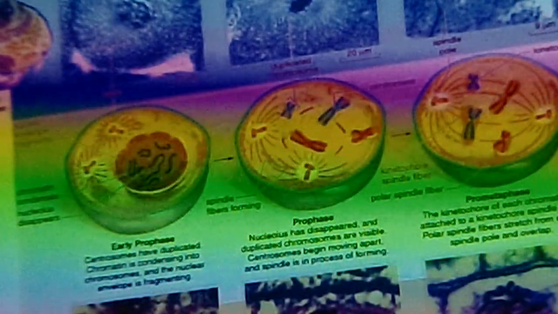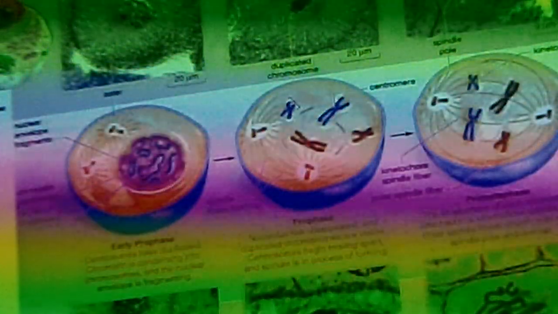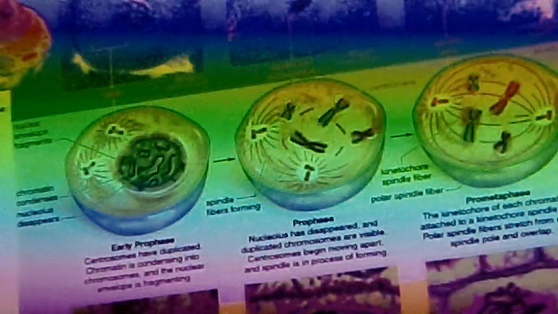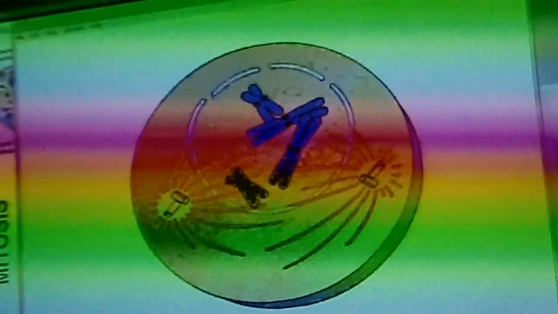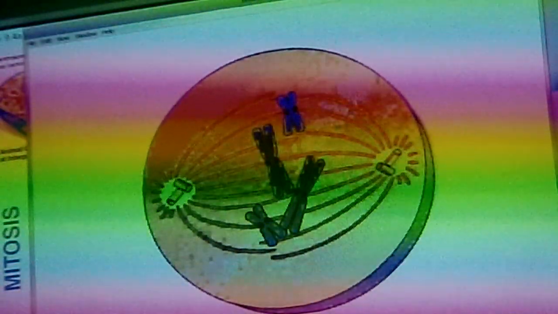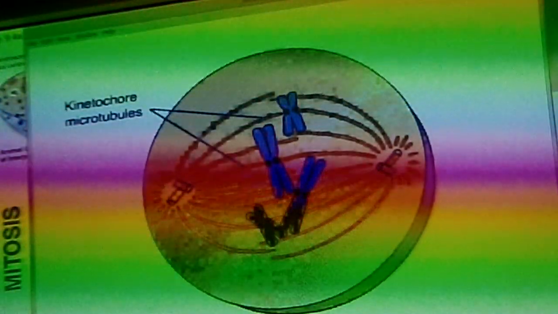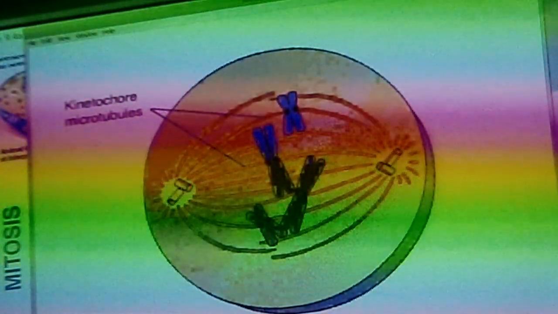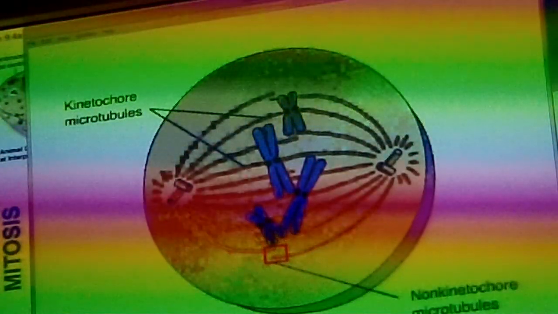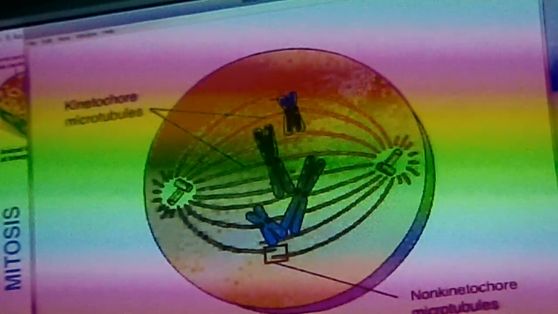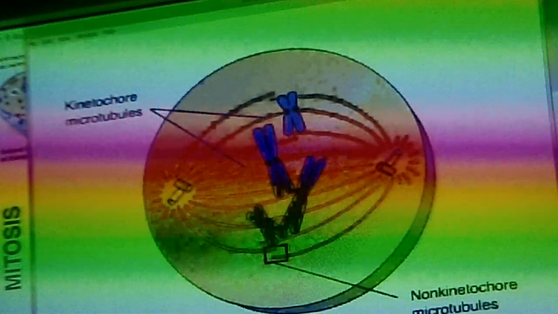Continuing with prophase, or actually prometaphase here, we're going to lose the nucleus. During prometaphase, the nuclear envelope breaks into fragments. Some of the spindle fibers reach the chromosomes and attach to kinetochores, structures made of proteins and specific sections of DNA at the centromeres. Non-kinetochore microtubules overlap with those coming from the opposite pole.